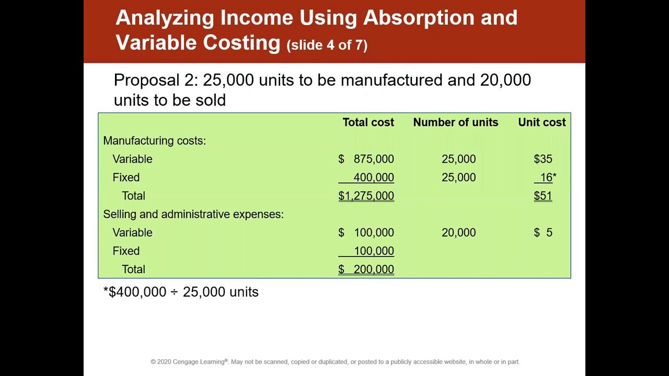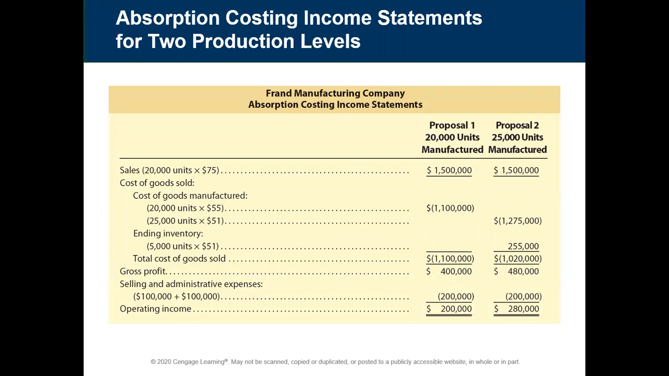Here, if they produce 25,000 units, remember their sales won't change, but we have manufacturing costs and selling and administrative costs. All right, so here we can look at their absorption costing income statement side by side. Remember, absorption is the one that we would use for public reporting, okay? So 1.5 million in revenue either way. We have our cost of goods sold, which is our cost of goods manufactured, minus our ending inventory.